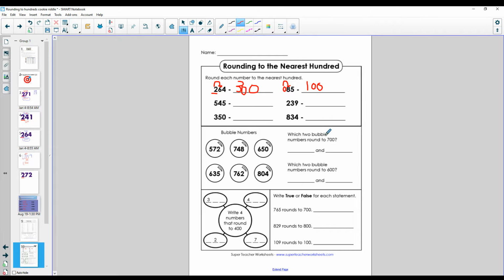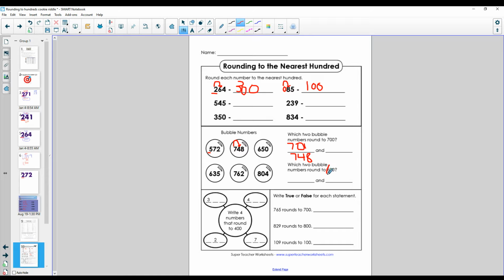All right. Which two bubbles round to 700? Well, look here. This one would never go to 700 because it's only 500. It would either stay at a 5 or go to a 6. Let's look at this one. 748. Look next door. This number is 4 or less. Let it rest. So there's one number that would round to 700. Oh, I made the mistake of writing 700. I want to write 748 here. You are going to find the other number that would round to 700.